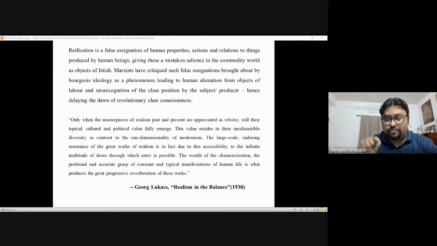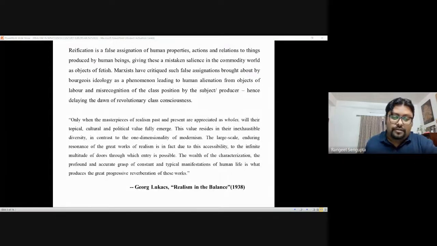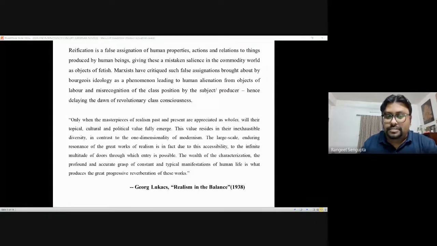Lukács declares, and I quote him, "Only when the masterpieces of realism, past and present, are appreciated as wholes, will their topical, cultural, and political value fully emerge. This value resides in their inexhaustible diversity, in contrast to the one-dimensionality of modernism. The large-scale enduring resonance of great works of realism is in fact due to this accessibility, to the infinite multitude of doors through which entry is possible. The wealth of the characterization, the profound and accurate grasp of constant and typical manifestations of human life is what produces the great progressive reverberation of these works," unquote.